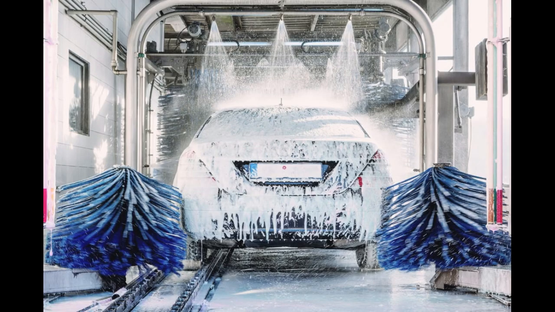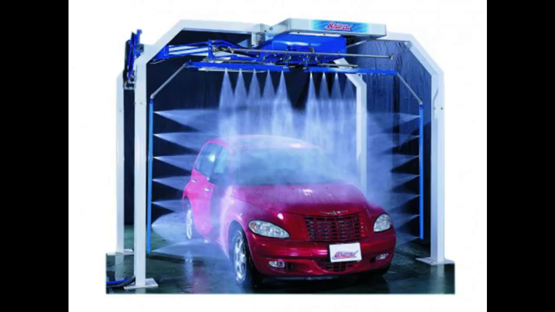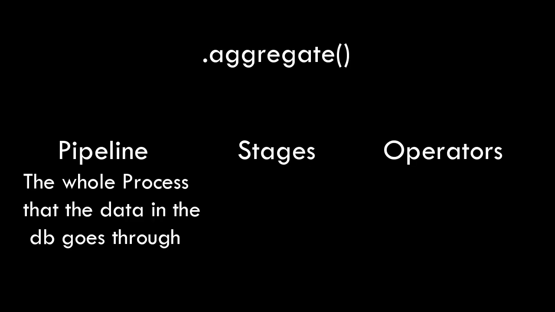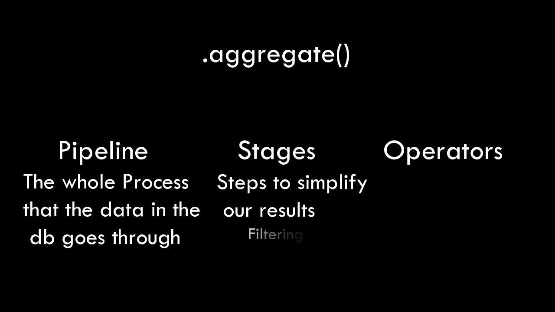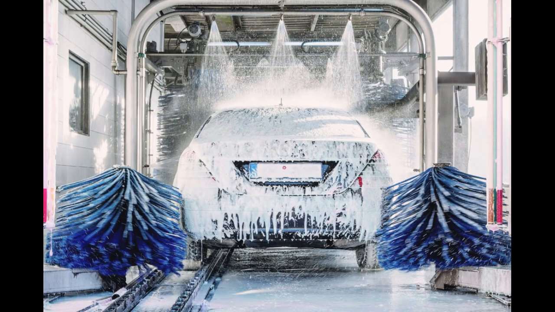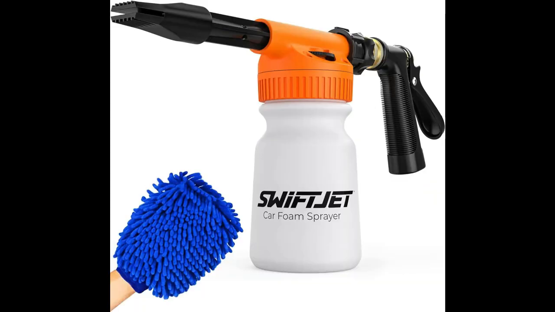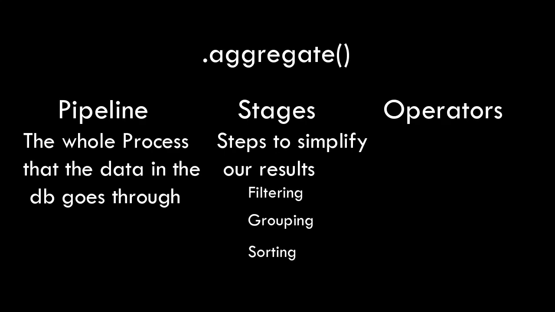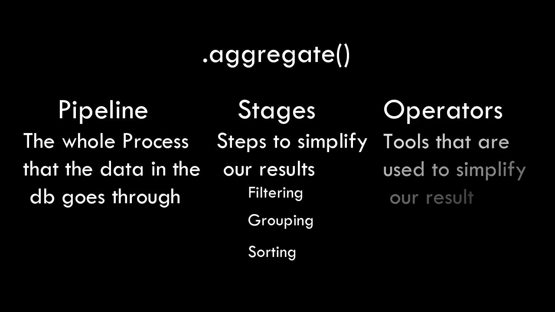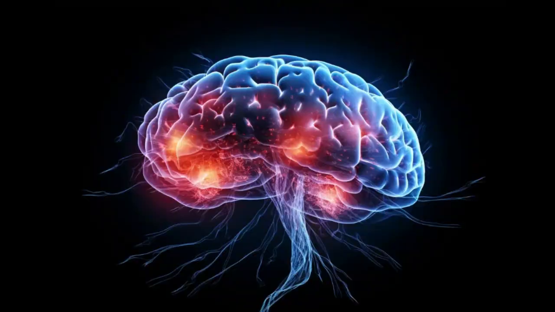And all the different functions performed on your car during the car wash like scrubbing, soaping, or pre-washing, etc. are the stages. Meaning that stages are steps that our data goes through while being in the pipeline or process before getting reduced. And there are many different stages like filtering, grouping, and sorting our data. And the tools that we use for the car wash like the water jet, soap spray, and brushes are the operators. So we can say that operators are a group of tools that we utilize in order to reduce our result. I hope you've understood its concept.